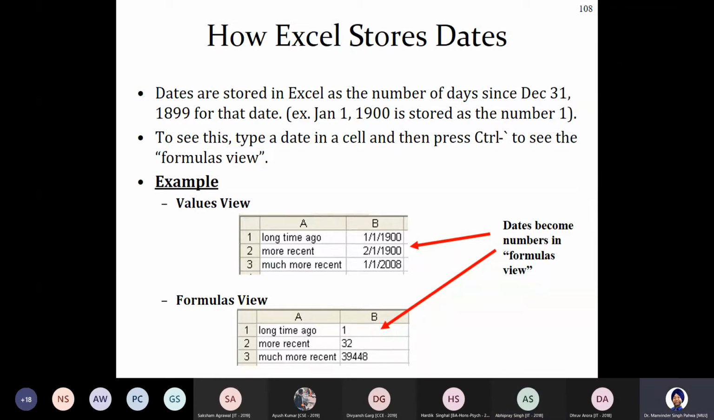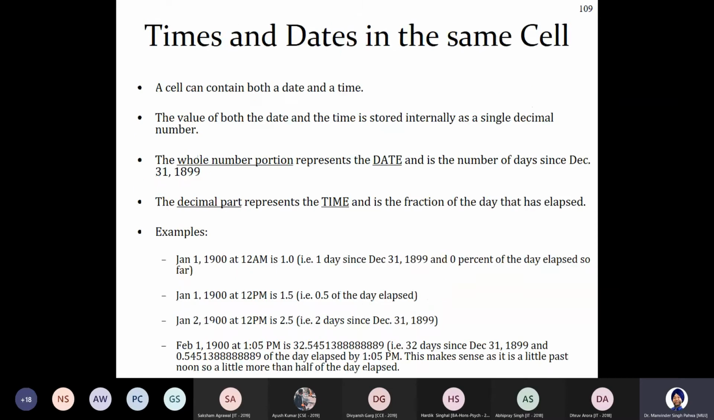Yes, sir. Good. So when you have to see the time gap, you can use these formulas in order to do it. Fine. Let's look at time and the dates in the same cell. So a cell can contain both time and the date. Fine. So the value of both time and the date is stored internally as a single decimal number. Now the whole number portion represents the date and is the number of days since 31st December 1899. Okay, so the decimal part represents the time and is the fraction of the day that has actually lapsed.